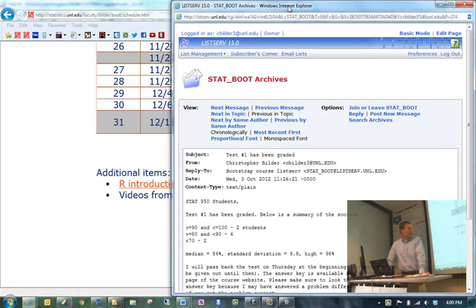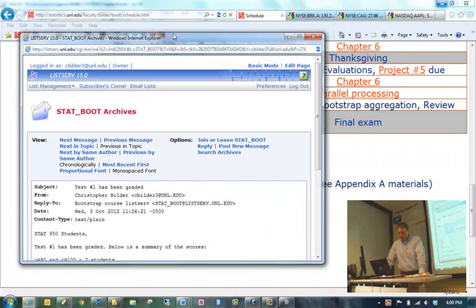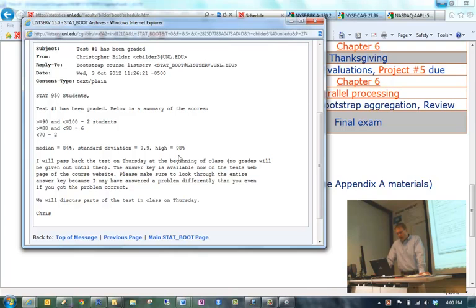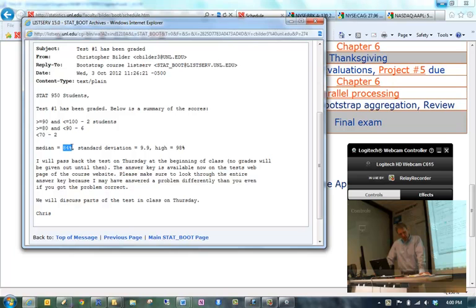First of all, it's kind of small, but this is the listserv posting. The grades were very similar to last time. The mean was 84% for this test, and last time was 83%. Oh, sorry, that's actually the first test. I had to look back at my notes. So last time was 84%. This time was 83%. Sorry about that.